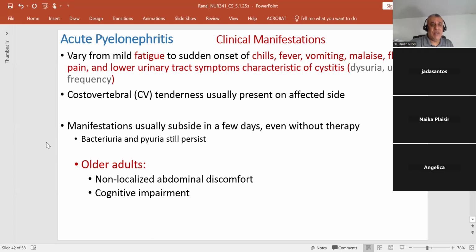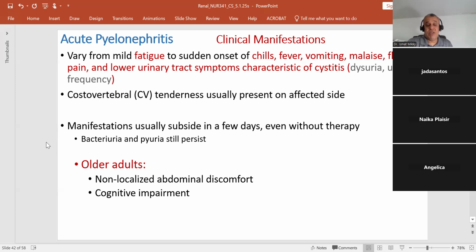In peds, usually when they develop AGN, acute glomerulonephritis, or acute pyelonephritis, it's reversible. Patients will be completely treated from that disease from the first episode. Now, with acute pyelonephritis, women are 4 times more vulnerable to pyelonephritis than men.